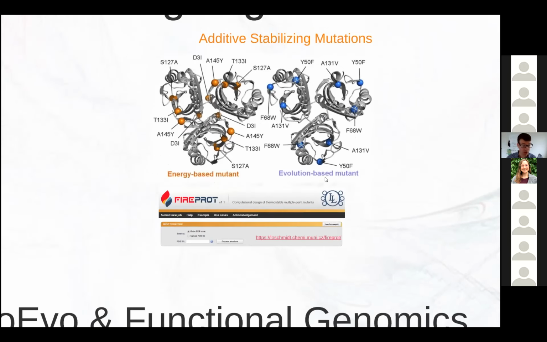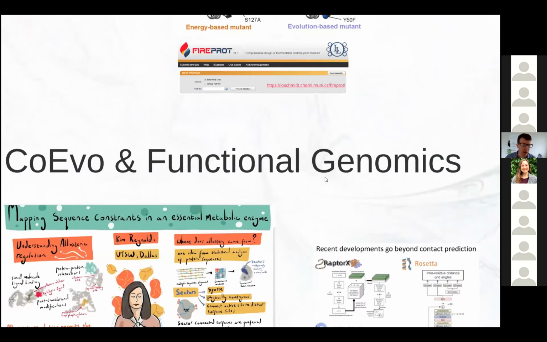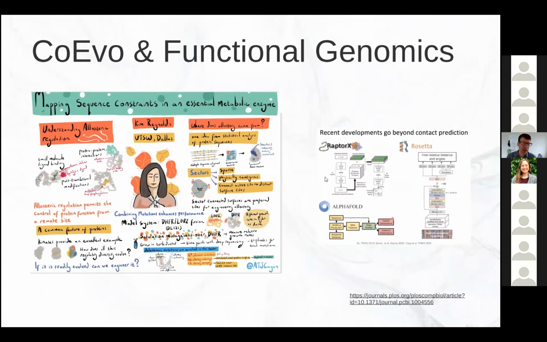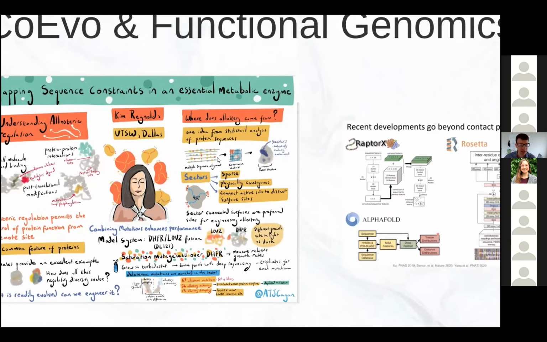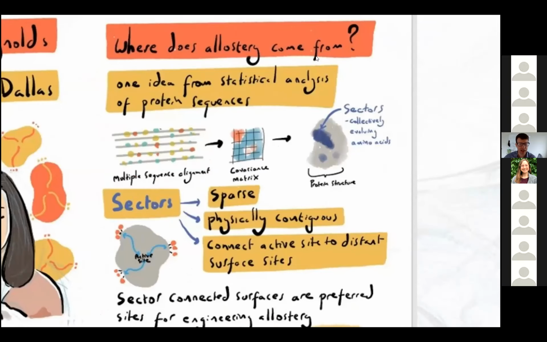So with a much newer paper, where I think this is the coolest is building this coevolutionary information into functional genomics. This is Kim Reynolds, and she gave a talk last year, a keynote talk, and it was all focused on allostery, but she used this exact stuff, right? Here you can see that MSAs give you the covariation matrix, give you these sectors of, what she says, collectively evolving amino acids. And the sectors are sparse, physically contiguous, and connect active sites to distal surface sites.